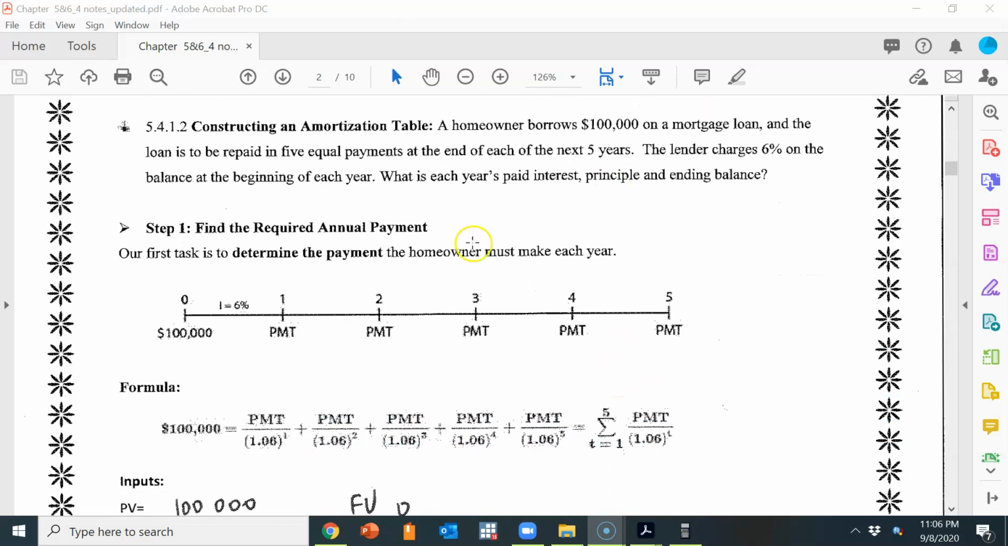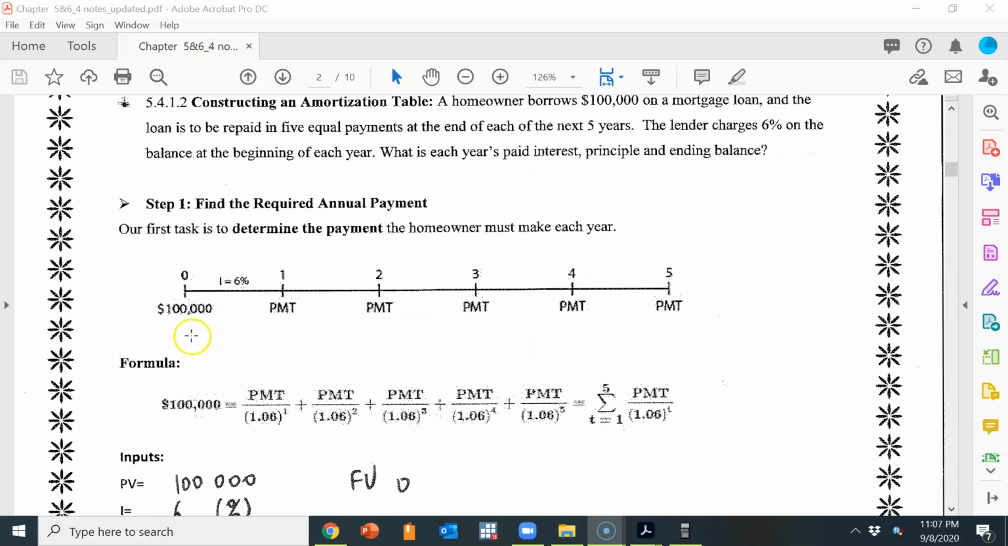But for such a question, let's first find out the required total annual payment we're going to be paying for the next 5 years. What is the amount for this ordinary annuity? This is our first task. We have to determine the payment the homeowner must make each year. Again, we can draw a timeline first. At time 0, we're gaining 100,000. This is our loan that we need to pay back.